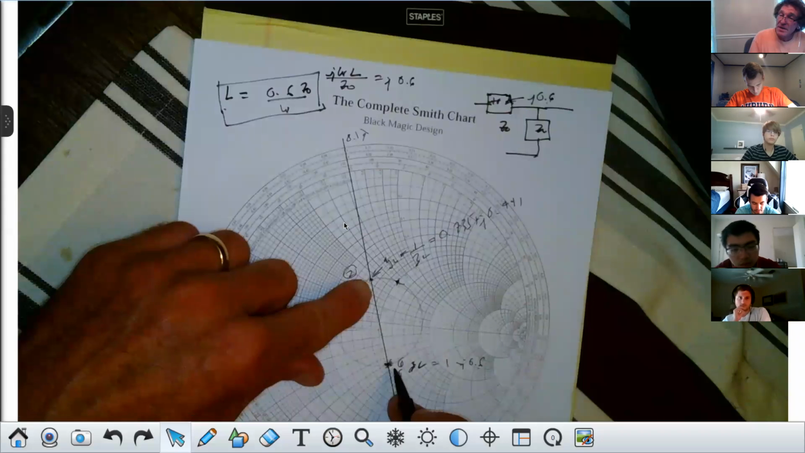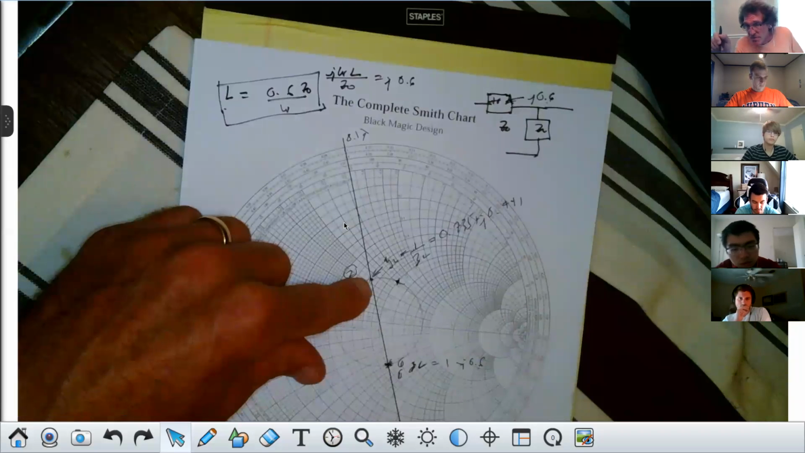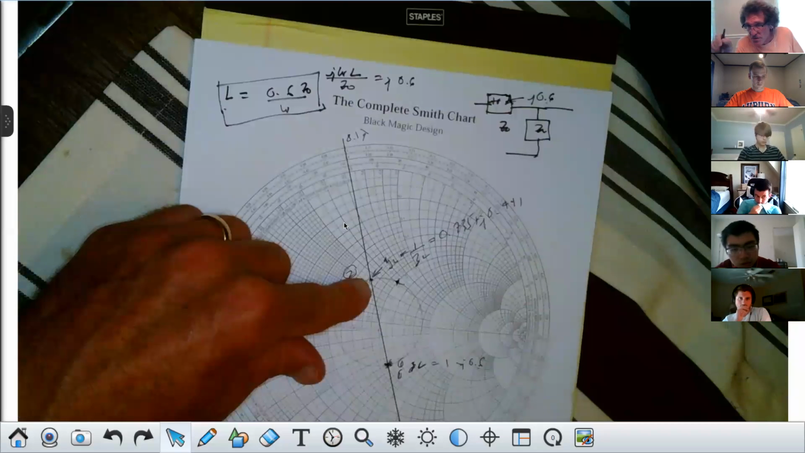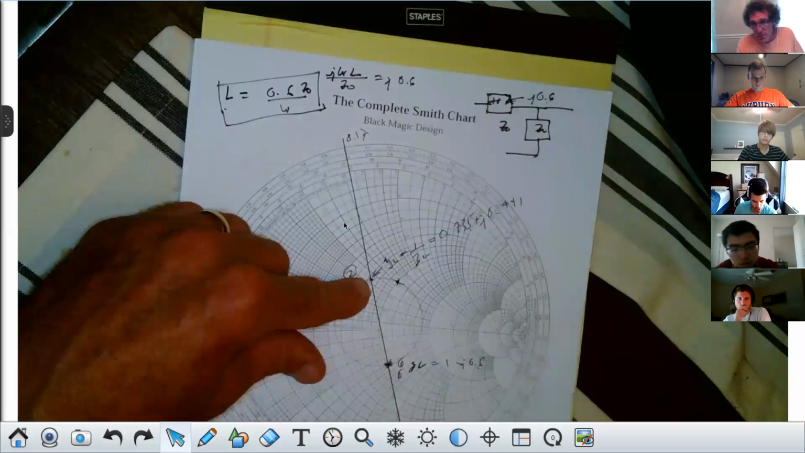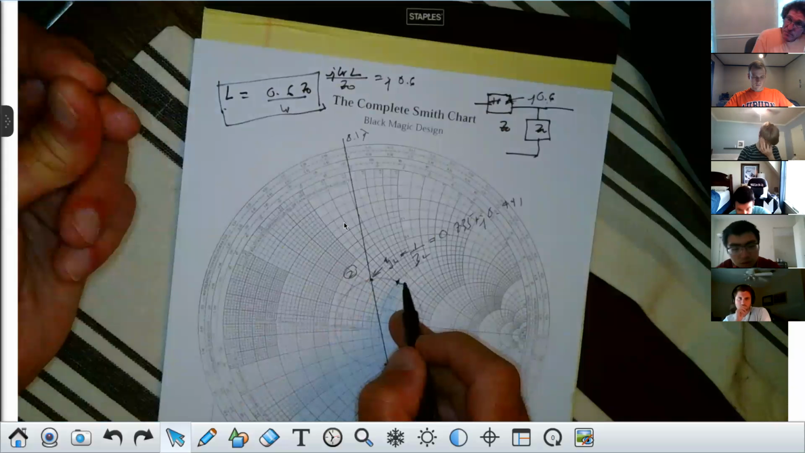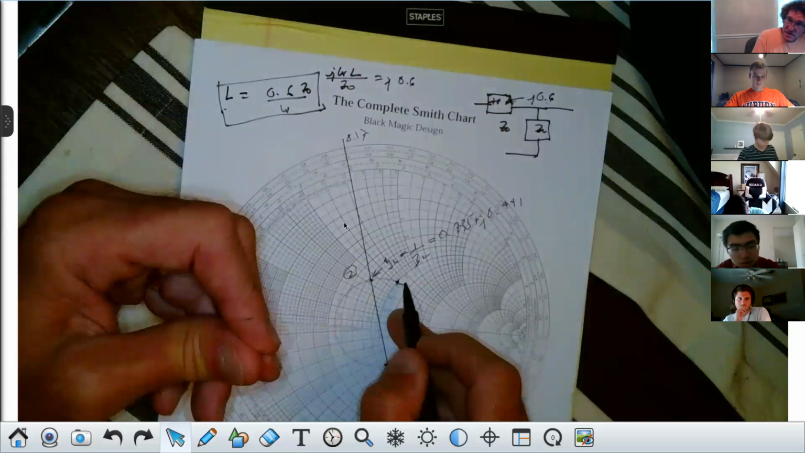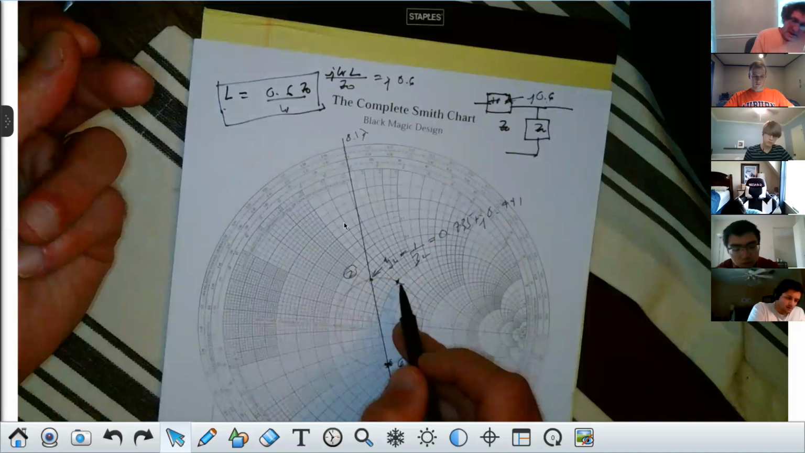If I said you had to use an inductor in parallel, and by the way, this is not usually done because an inductor at DC is a short circuit. And if there's any DC voltage developed across the line, say a voltage from a gate that's left open, then it would short that out and the circuit wouldn't function. But if you were forced to use an inductor in parallel or shunt, now you would move to this point. And you know why? Because this is going to have a plus j sense, right? This point is 1 plus j something. Do you all see that? This point is 1 minus j something, right?